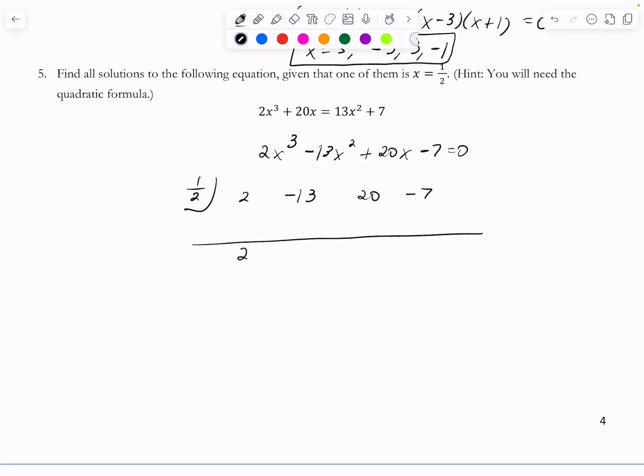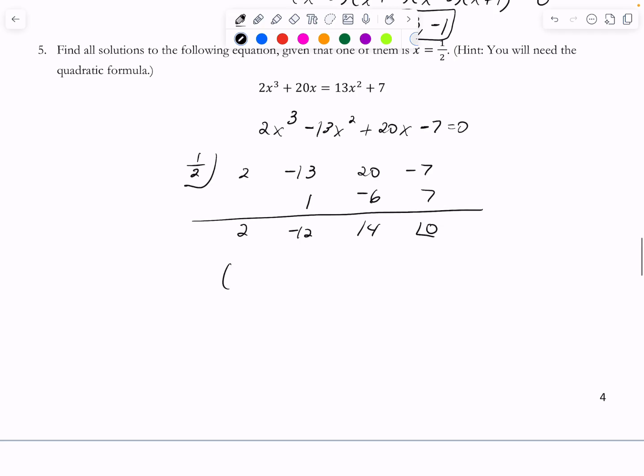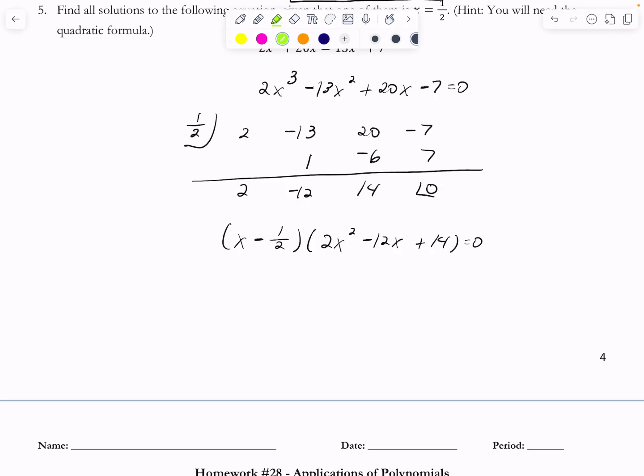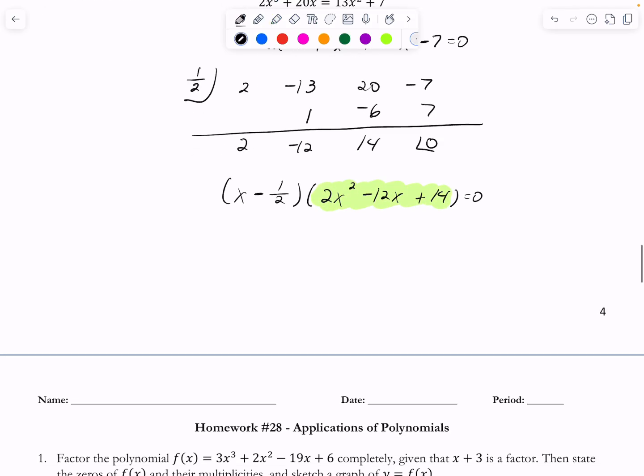Bring down the 2. Half of that is 1. You get -12. Half of that is -6. It's 14. Half of that is 7. You get 0. So that's going to be x minus 1/2 times 2x squared minus 12x plus 14. So now I'm going to focus on solving this one, right? And what I notice is that they all have a GCF of 2. So I'm going to go ahead and take out that 2, which is x squared minus 6x plus 7.